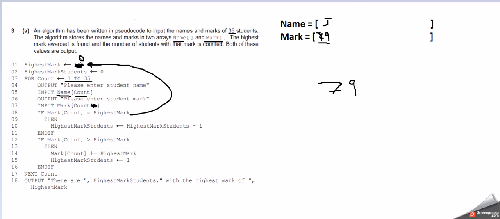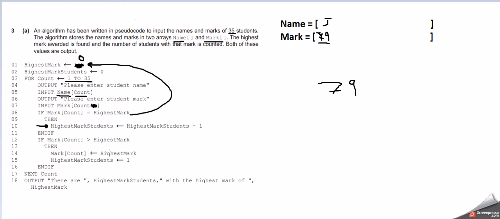0 is the highest mark. So if mark count, which is 79, equals highest mark. No, it doesn't. Highest mark is 0. So we're not going to run this code yet. So let's look at this one. If mark count 79 is bigger than the highest mark, then mark count equals the highest mark. No.